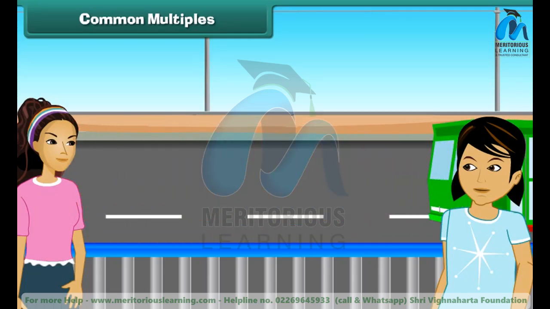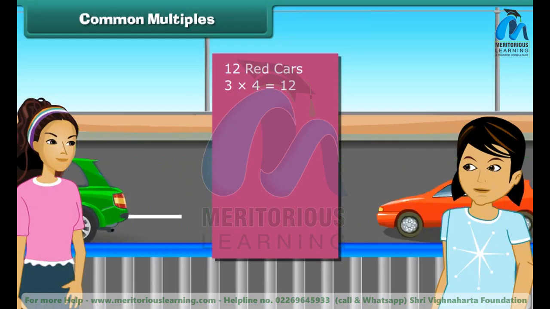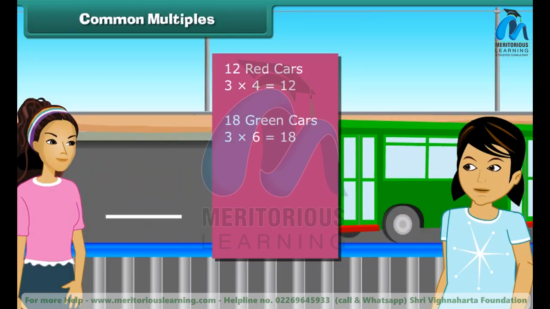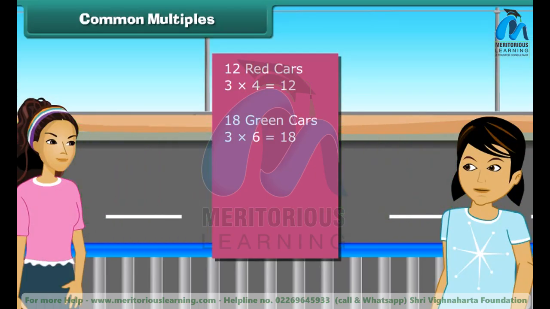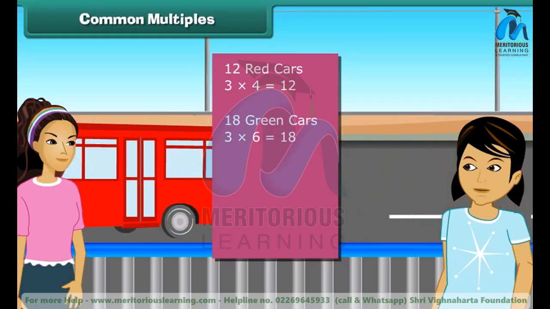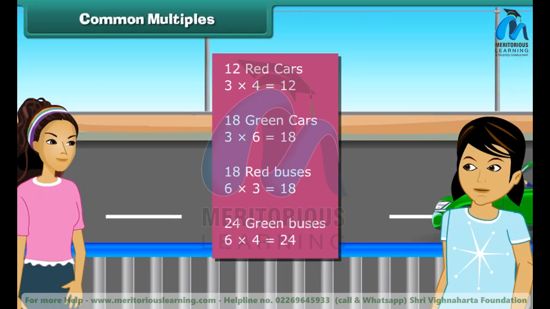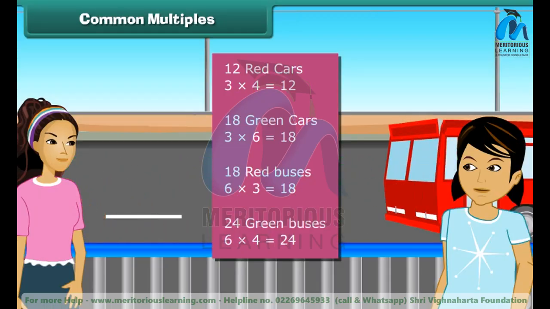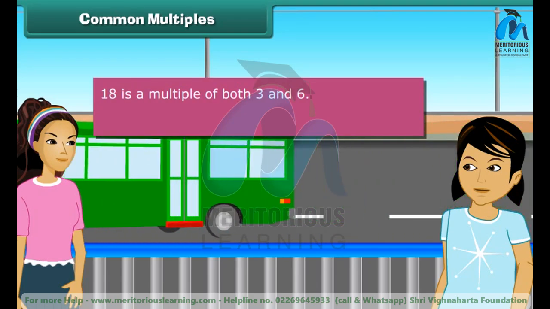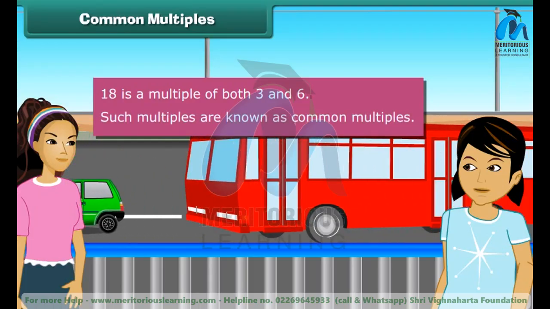She expresses them as 3 multiplied by 4 is equal to 12, 3 multiplied by 6 is equal to 18. Prerna observes 18 red buses and 24 green buses. She expresses them as 6 multiplied by 3 is equal to 18, 6 multiplied by 4 is equal to 24. 18 is a multiple of both 3 and 6. Such multiples are known as common multiples.